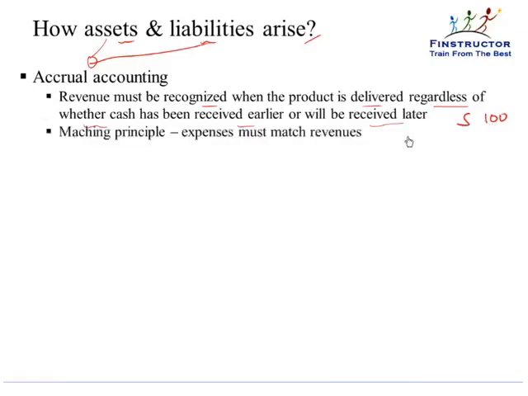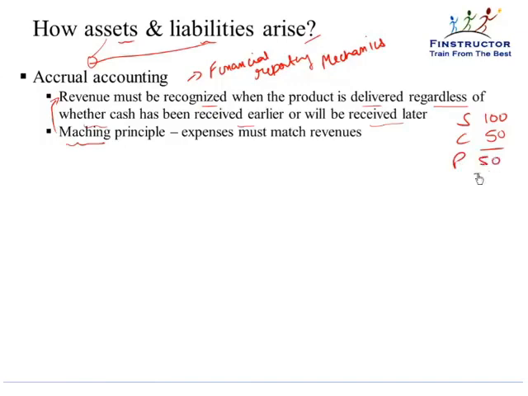Likewise, expenses must always match revenues. So if the pen was worth $50, then when I recognize a revenue of $100, I have to recognize a cost of $50. We studied this concept in the review on financial reporting mechanics. That was the second review on financial reporting. So please watch that video if you've forgotten the concept of accrual accounting, and I will show a profit of $50.